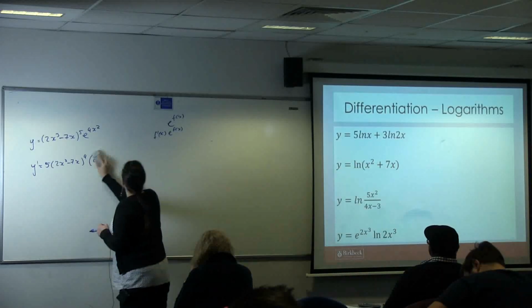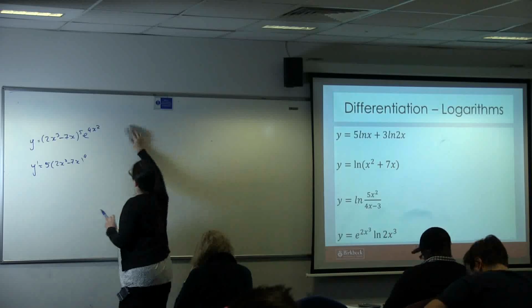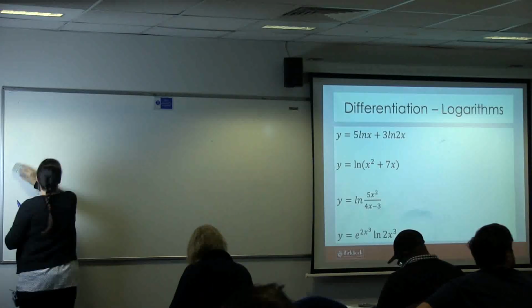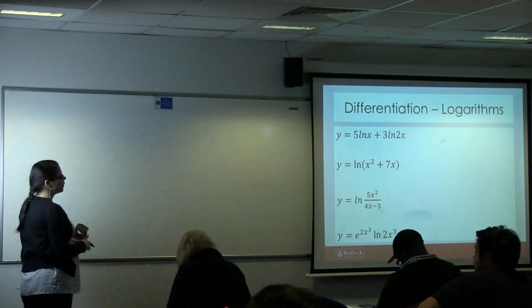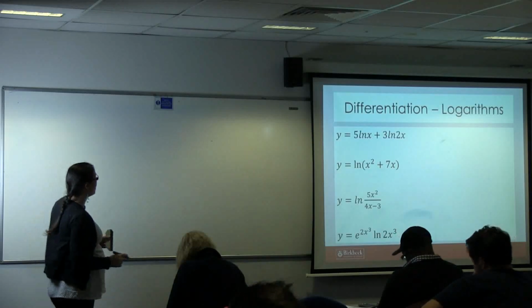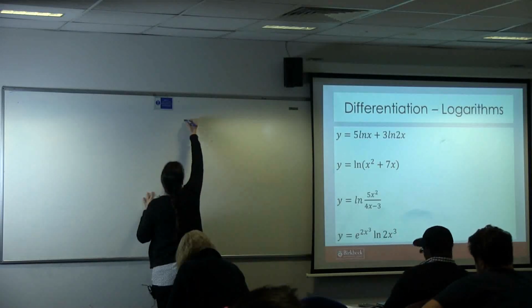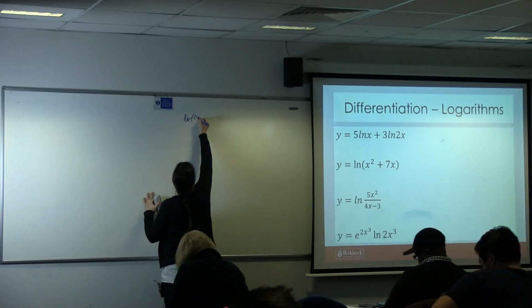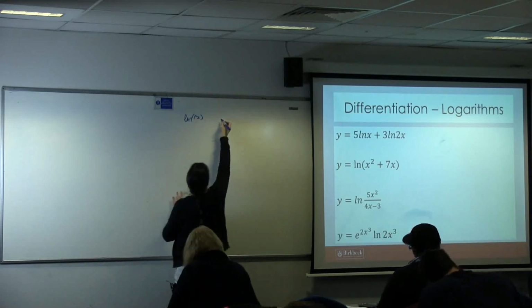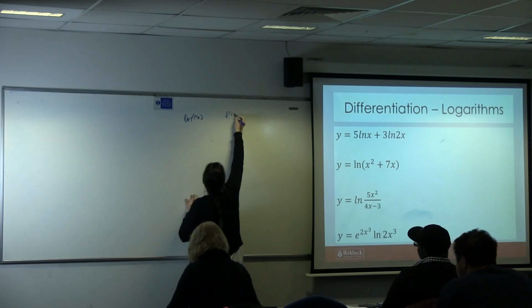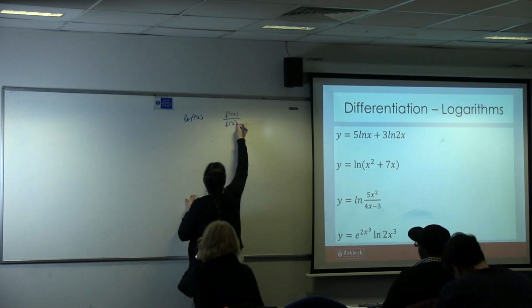Okay, so differentiating exponents, now we all know very well. Let's look at how to do the logs. And remember, when we had ln f of x, then the derivative was f prime of x over f of x.